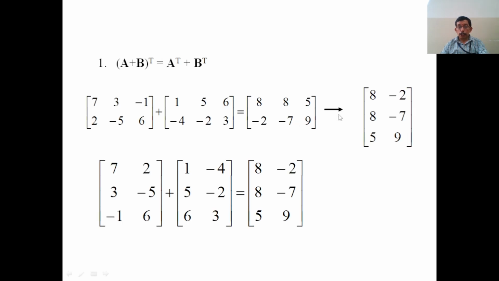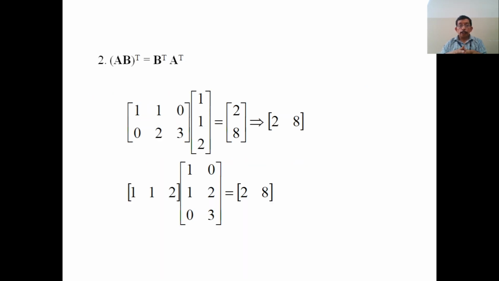Then the transpose of matrix: rows interchange to columns. First row interchanges to the first column and second row interchanges to the second column. Then this is the left hand side. And on the right hand side, first we interchange the rows and columns of each matrix. After then we add, then the value is similar to the LHS. It is clear, everyone?